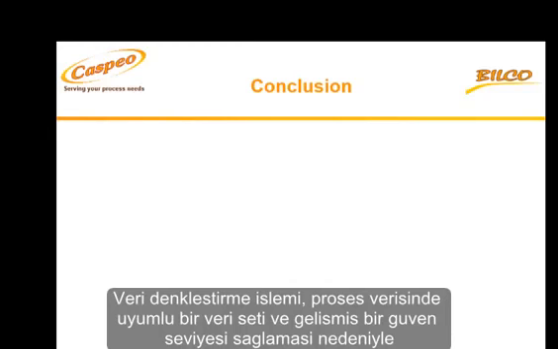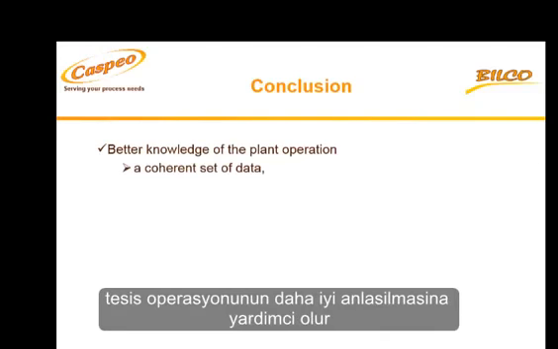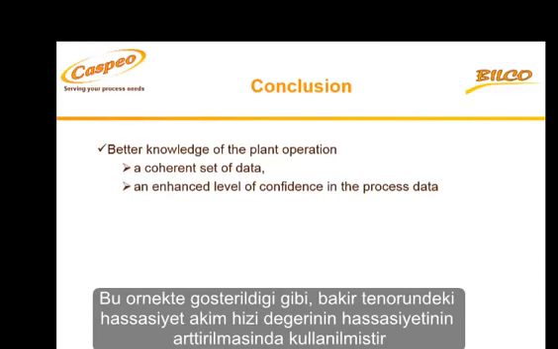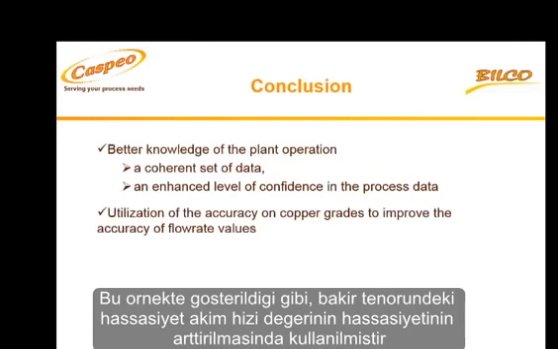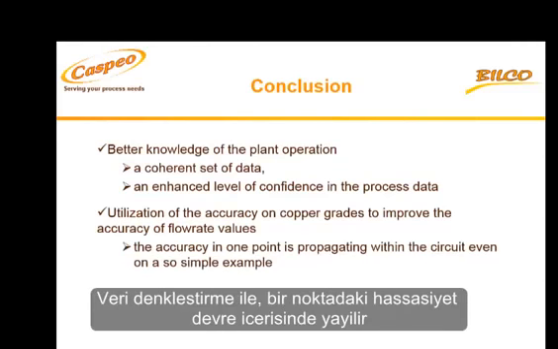Data reconciliation will ensure a better knowledge of the plant operation, providing a coherent set of data and an enhanced level of confidence in the process data. As shown in this example, the accuracy on copper grades has been used to improve the accuracy of flow rate values. With data reconciliation, the accuracy in one point is propagating within the circuit.